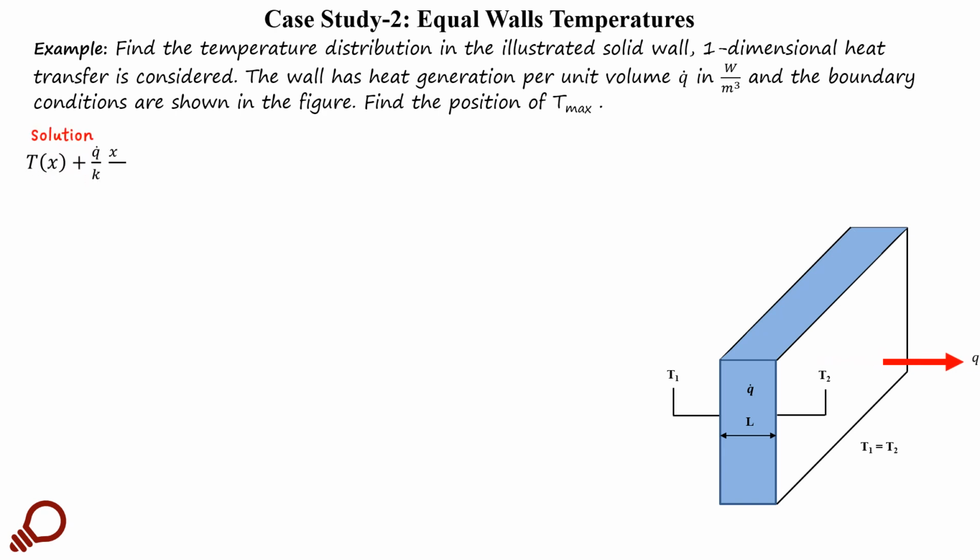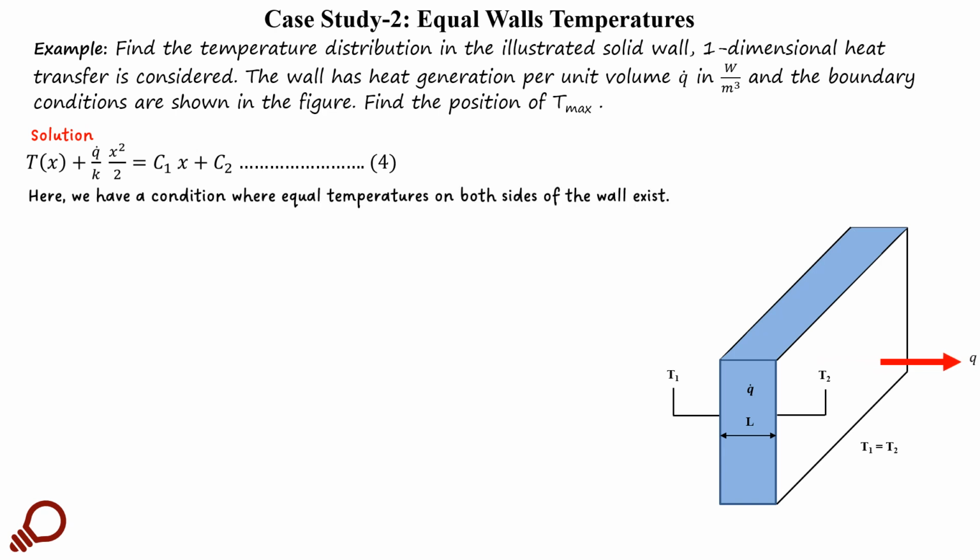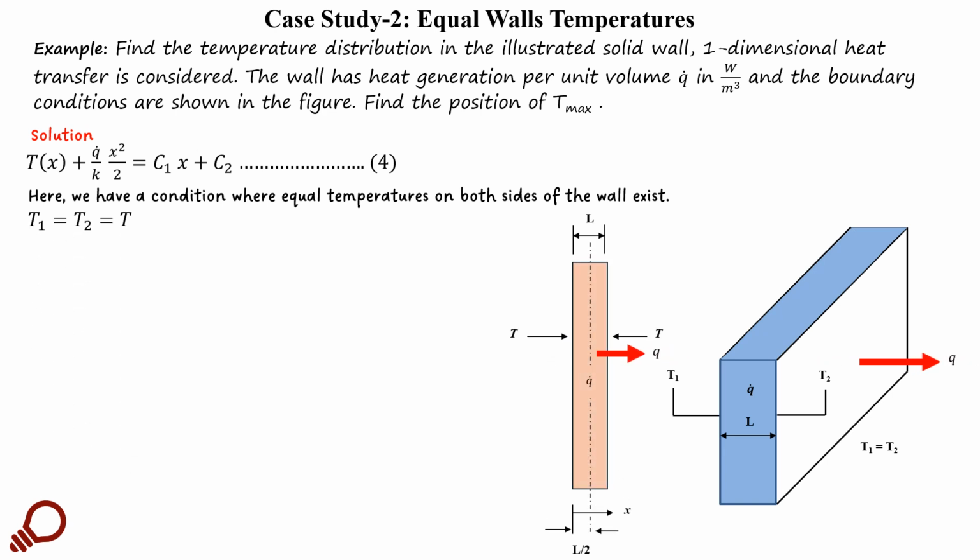For the solution, we have the magic equation, which is represented by equation 4, and we need two boundary conditions to get the final form of temperature distribution. We have T1 equal to T2, which equals T, as shown in the figure. Thus, we have a constant temperature on both sides. And such conditions are even available in industry.